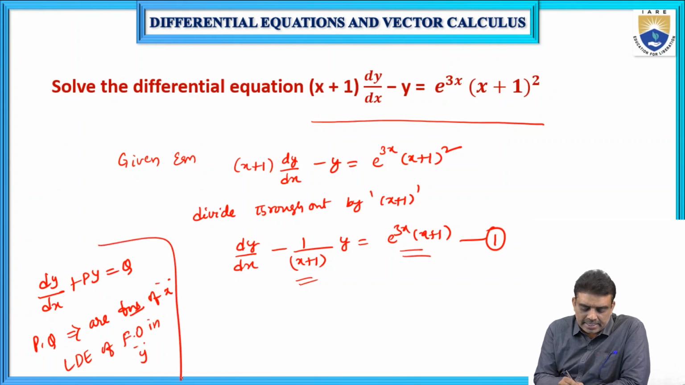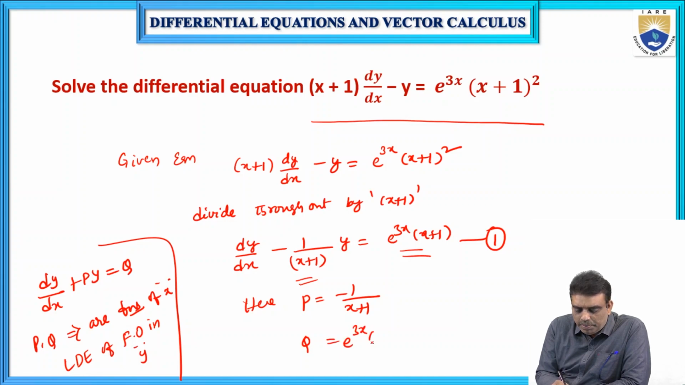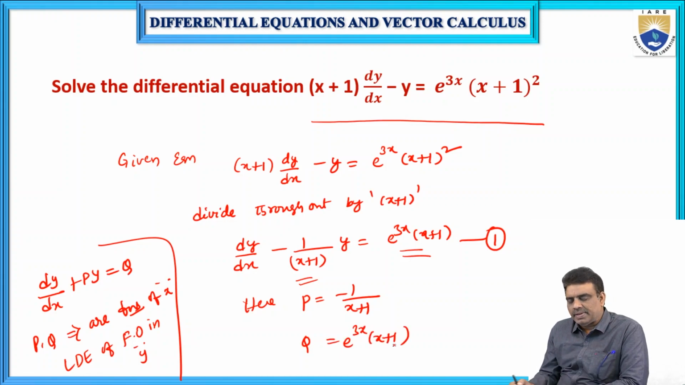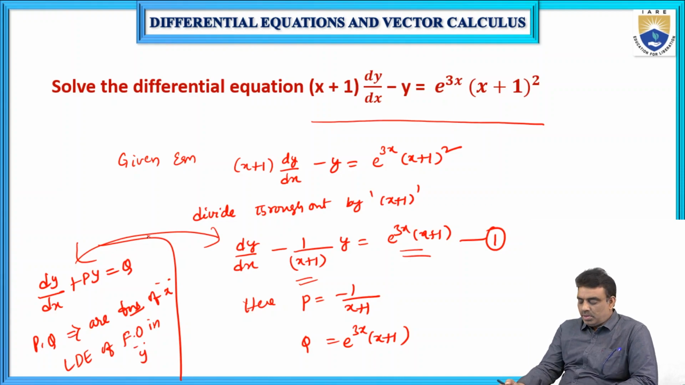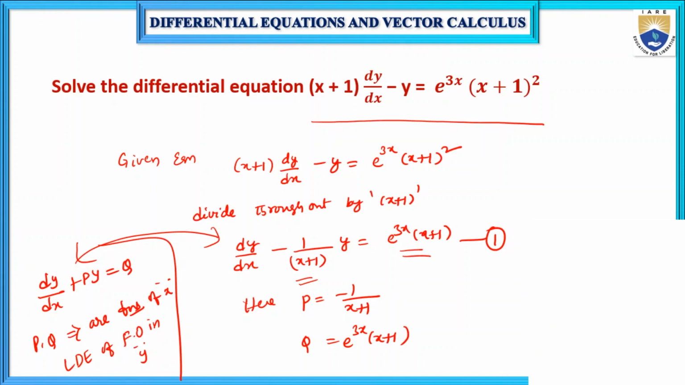So can I write it here? What is p? p is equal to minus 1 by (x plus 1) and q is equal to e power 3x into (x plus 1). Just compare these two equations: dy by dx plus py is equal to q, where p is minus 1 by (x plus 1) and q is equal to e power 3x into (x plus 1).